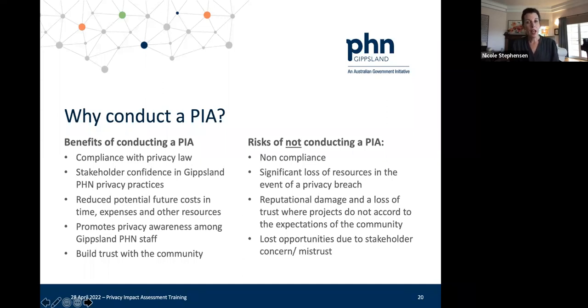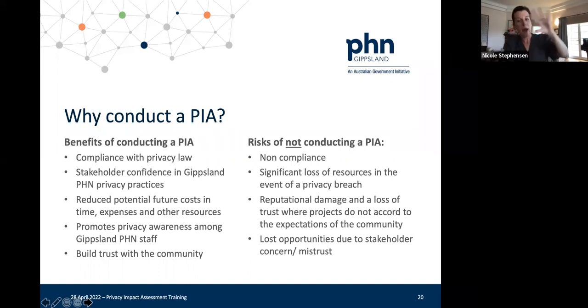And I can tell you with certainty that, particularly in terms of the Victorian privacy regulators' interest in privacy impact assessments, it's so much better to do them and understand where your risks are and do your utmost to mitigate those risks, and to be seen to have done that by the regulator, than to ignore it altogether and be considered potentially by the regulator as non-compliant. There's also the potential significant loss of resources in the event of a privacy breach.